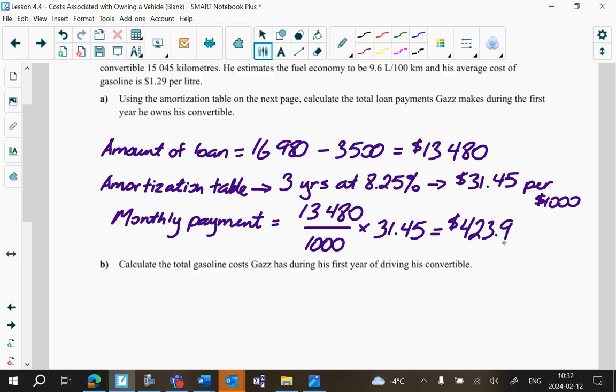But notice the question asks, how much does he pay in 1 year? Well, if it's $423.95 a month, in 1 year it's going to be $423.95 times 12. That means he's going to pay $5,087.40.